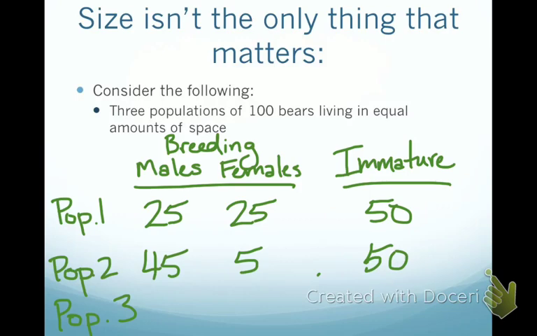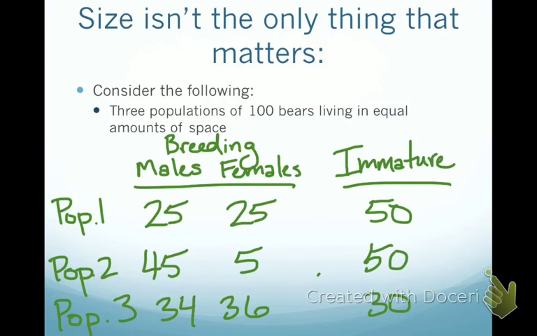Whereas population 2 still has 50 members that are able to breed, but in this case 45 of them are males. So there is a great deal more males than females. It is not at all equal. And population 3 is different still. It's approximately equal numbers of males and females, but there's 70 breeding males and females, and only 30 of those bears are too young to breed and will be growing up to be breeding bears.